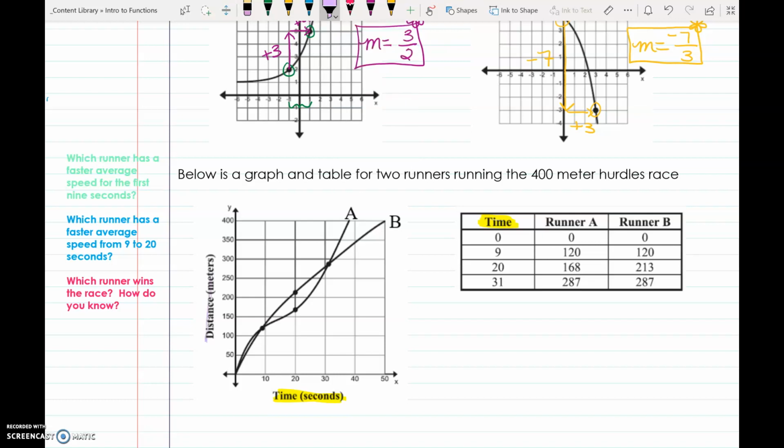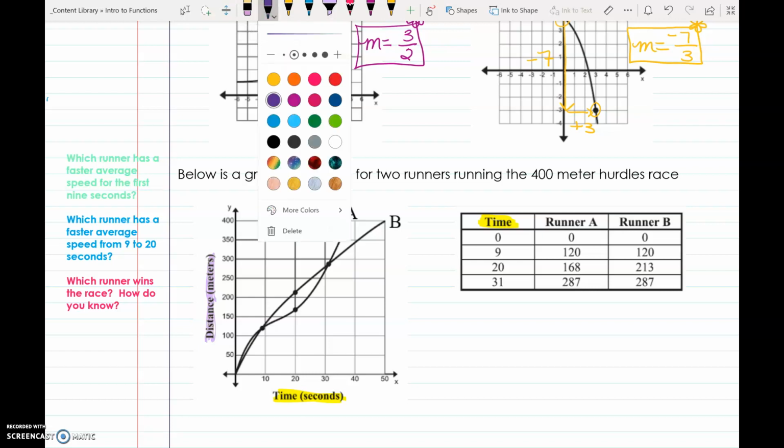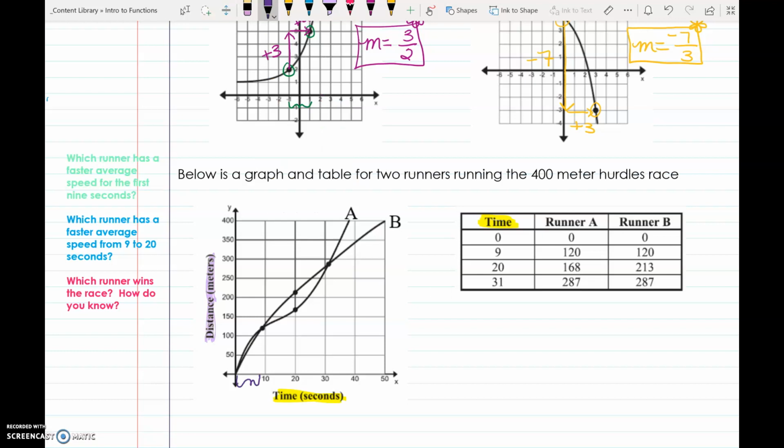And notice in our table, we don't just have an x and a y. We have 2 different y's because we're comparing 2 people. We have 2 different runners running the hurdles at the same time. So for the first 9 seconds, it says which runner has a faster average speed. How are we going to do that?